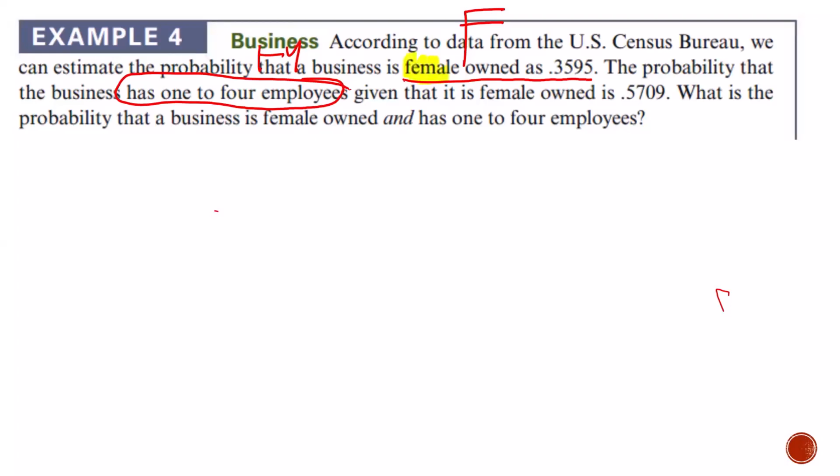So let's write it like this. The probability that a business is female owned is 0.3595. So how do I write that? I'll give you a hint. It's going to start with P of something. It's P of what? P of F. That's the easy one.